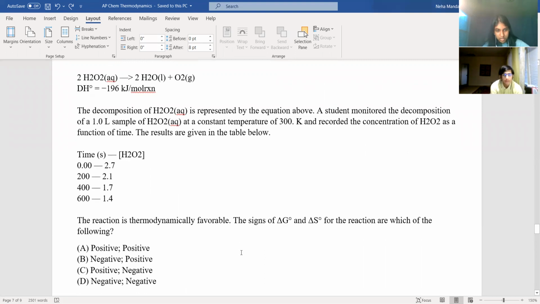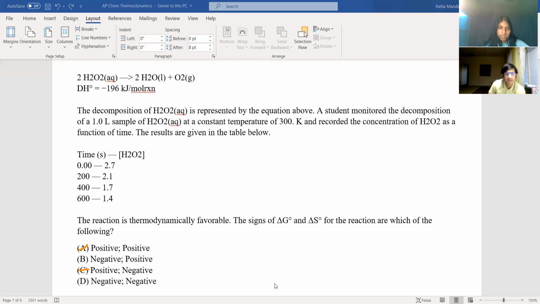Okay, it's thermodynamically favorable. That means delta G should be negative. Okay, it's going from aqueous to liquid and gas, so that means more disorder. Yeah, more disorder. So that would be positive delta S. So I'm guessing it's B.